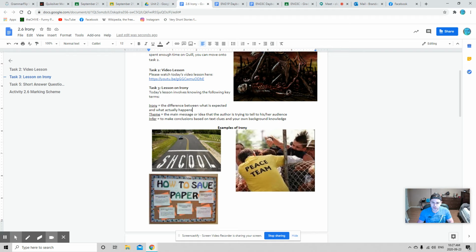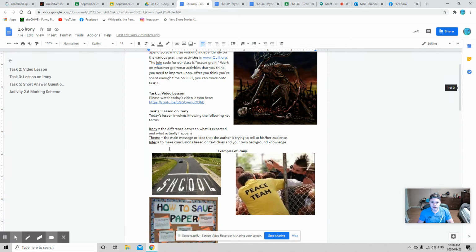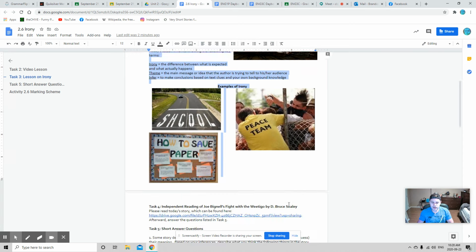Another example, we expect someone who is a member of a peace team to be keeping the peace and not getting into a fight. Well, looks like that's exactly what's happening. Finally, we would expect a bulletin board on how to save paper to actually save paper, but in reality, it is made of nothing but paper. So you're using paper to teach others how to save paper. So it's kind of ironic there too. All right. So that's a little lesson on irony.